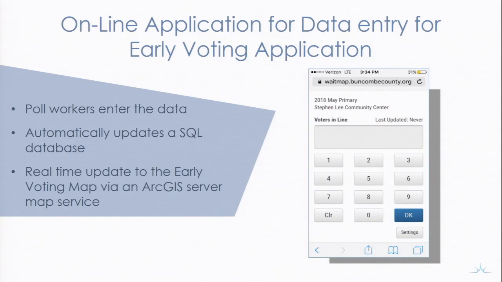They type in the number. It has some parameters on it, so they really actually can't type in 19,000. It won't let them do that. But so that's kind of nice to have a little bit of data checking in there too. And they just use that and it automatically goes to the wait map. So again, it cuts out that middle person.